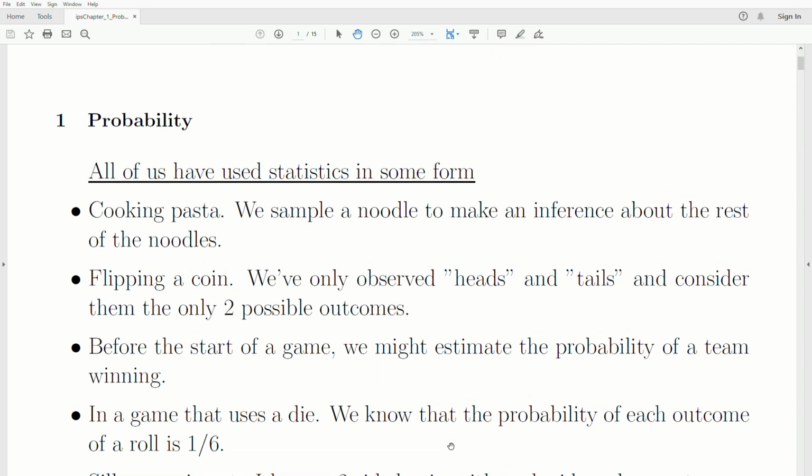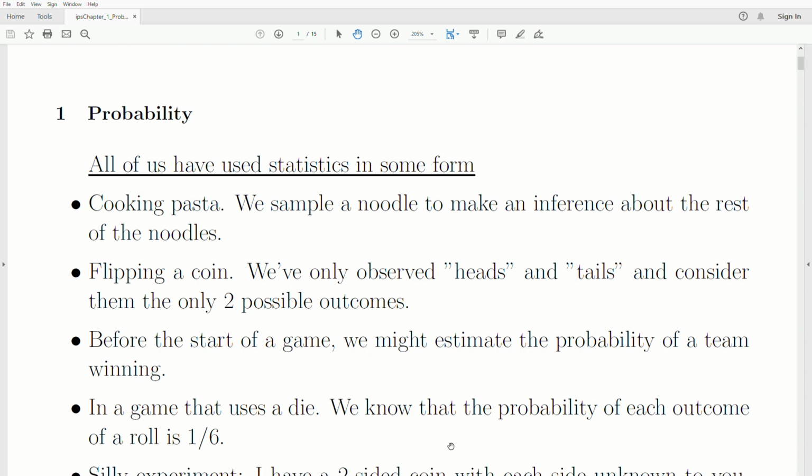Now, next example, in a game that uses a die, we just know that the probability of each outcome of a roll is 1/6, right? That's called classical probability. We know there's only, for example, one way that a 2 can be rolled, and there's 6 possibilities. So we know that the probability of rolling a 2 is 1/6. That's called classical estimation or classical probability.